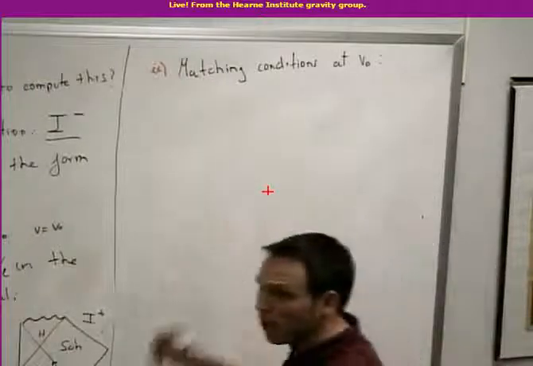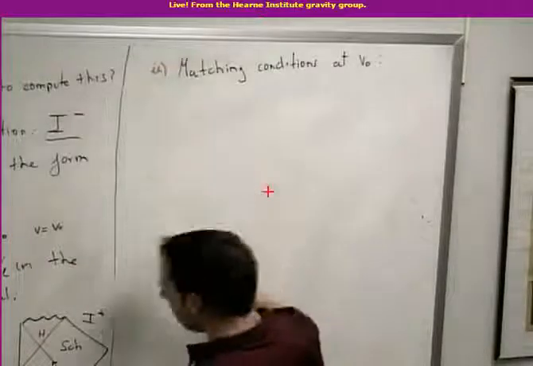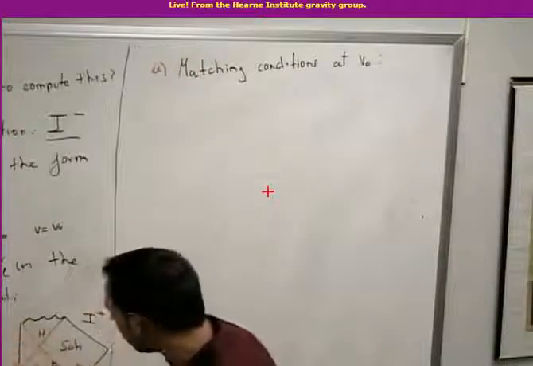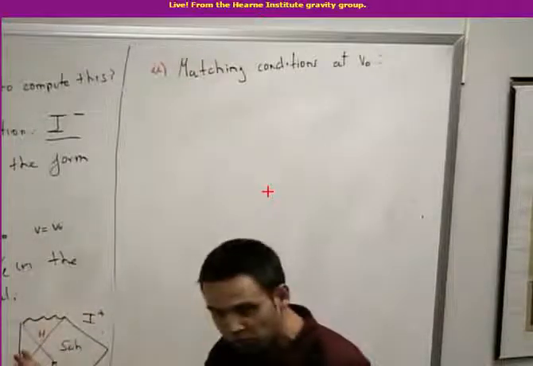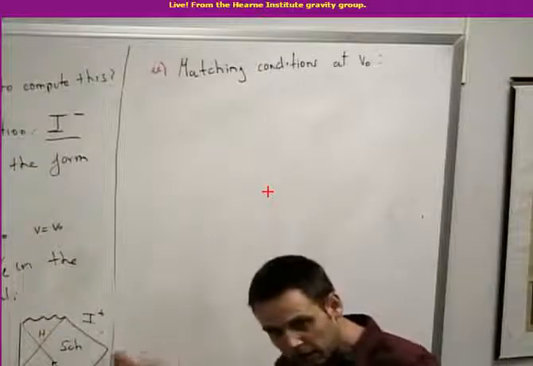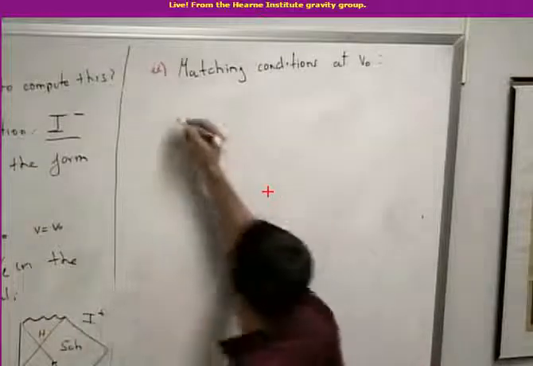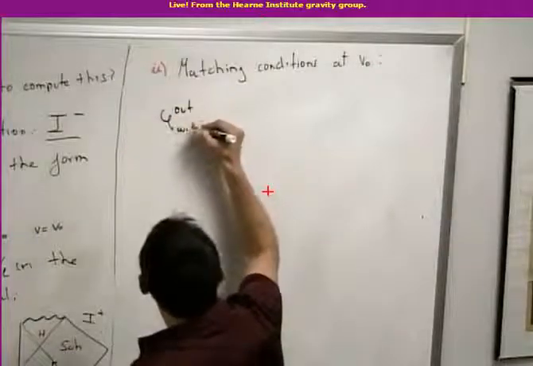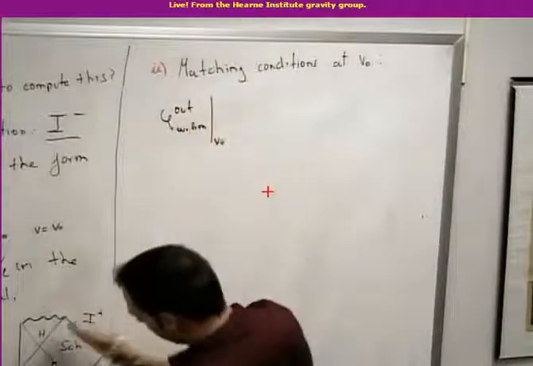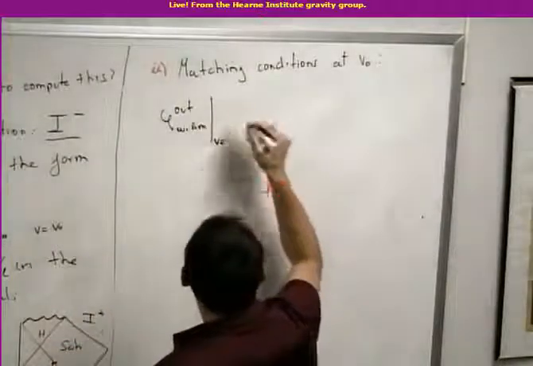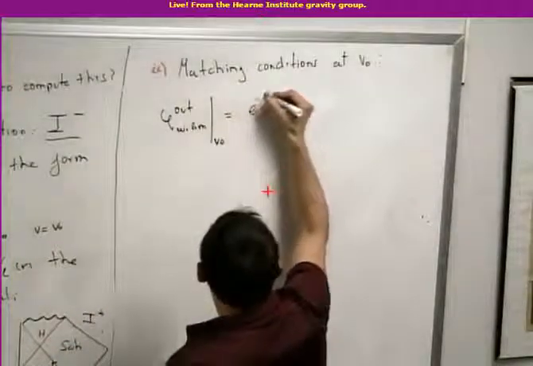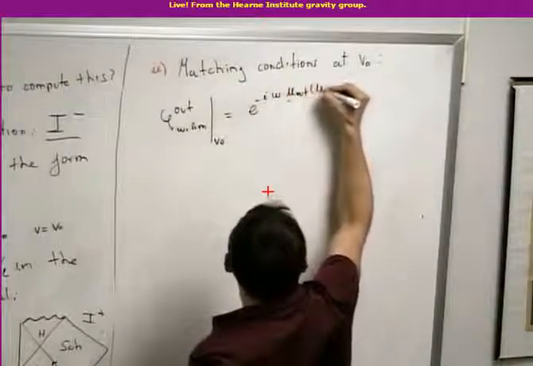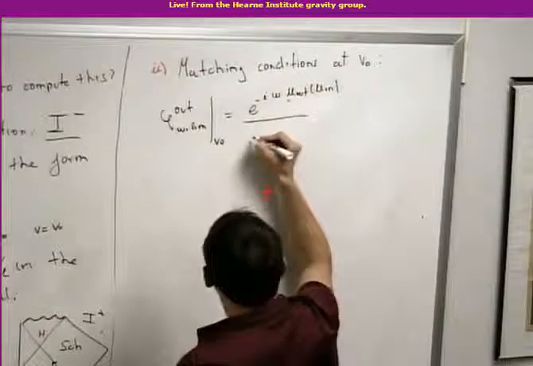So matching conditions. The only thing we have to do is to write this as a function of u in. Remember, in the Minkowski region, we move from u out to u in coordinates. But the solution is trivial. This is just the same on the other side of V naught, but I have to write u out as a function of u in. But I know how to do that.